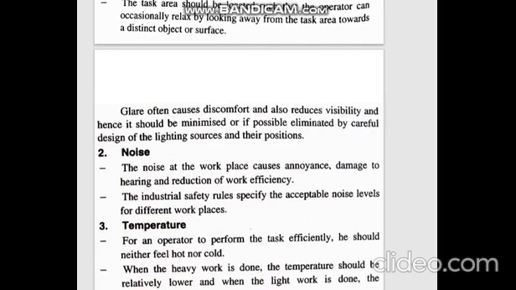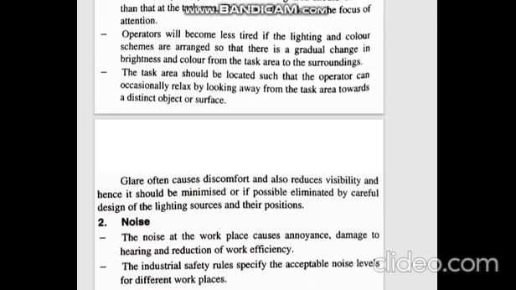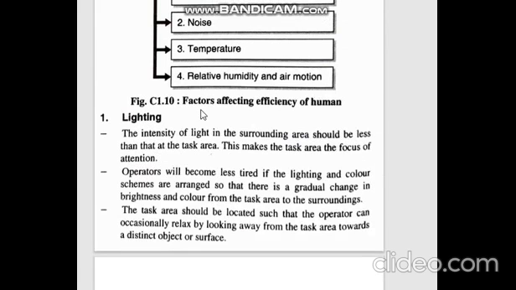Now let's come to noise. But about lighting, one more thing I wanted to say. Now, in most of the factories where they are working, how will the roof be? Normally the roof will be made of sheets.